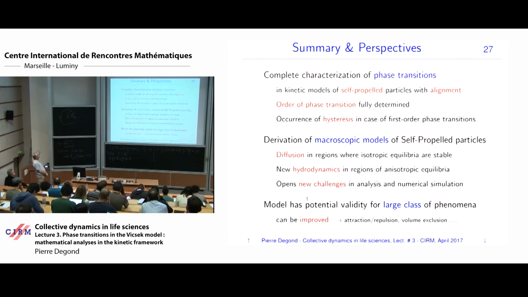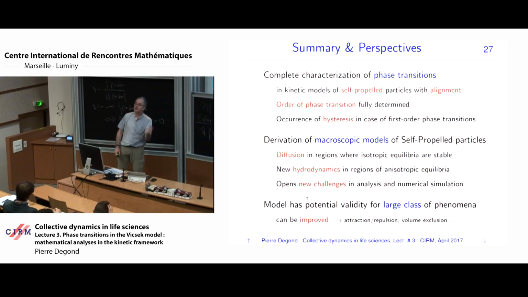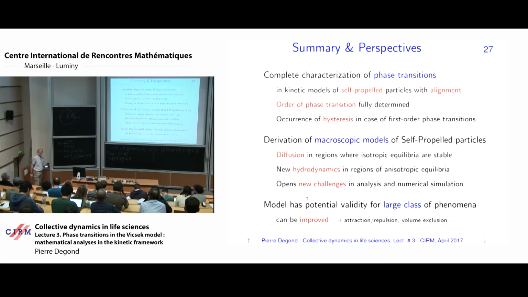Let me summarize. We have here a complete characterization of phase transitions in the spatially homogeneous case. Just for the story, there's been a fierce battle between physicists among those who said it's a first order phase transition in the Vicsek model, or it's a second order phase transition. People have insulted each other, really. In this case, at least in the spatially homogeneous case, what we show is that we can have either one or the other. So we kind of reunite everybody.